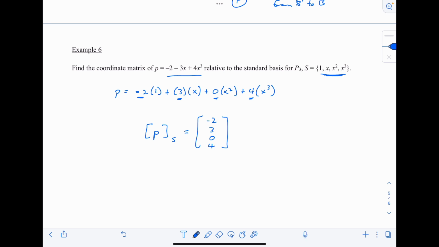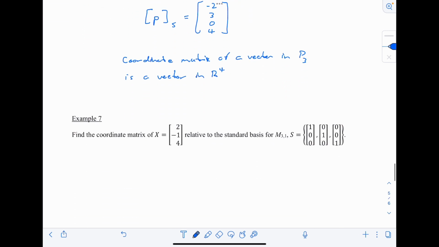So in other words, I can say that the coordinate matrix of a vector in P3 is very much the same as what we would write for a vector in R4. So we can say that the coordinate matrix of a vector in P3 is a vector in R4. Okay. All right, let's do our last example here.